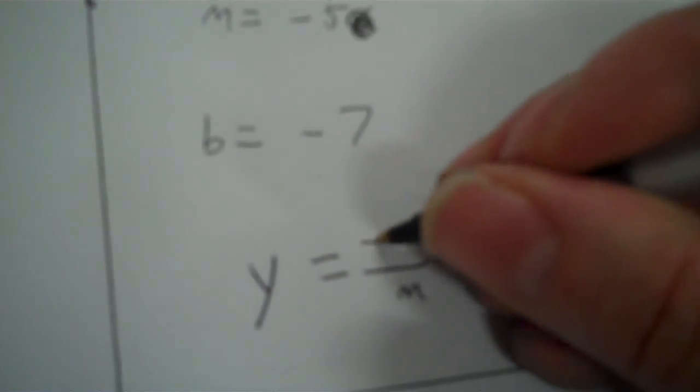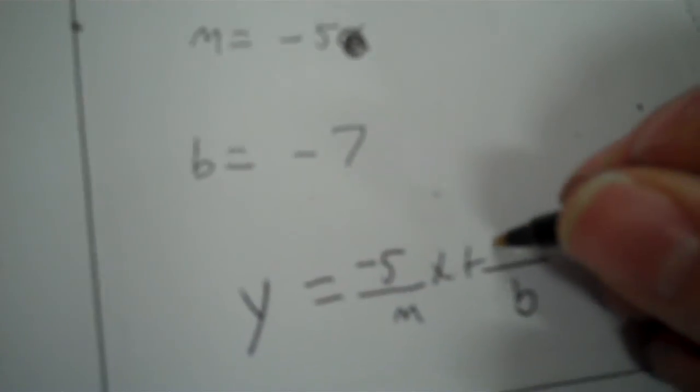Y equals blank x plus blank, m and b. So the m is negative 5 and the b is negative 7. So y equals negative 5x plus negative 7, or you could write minus 7.